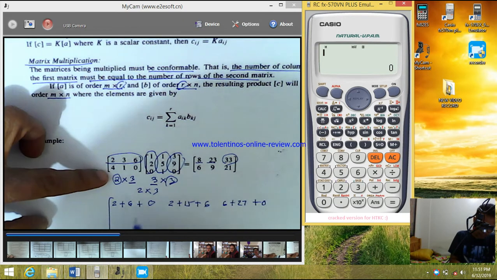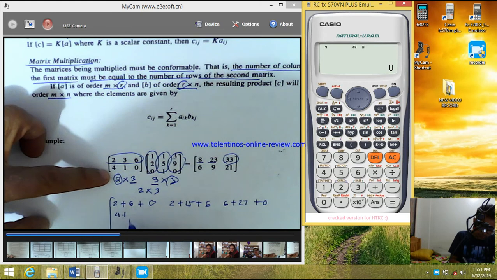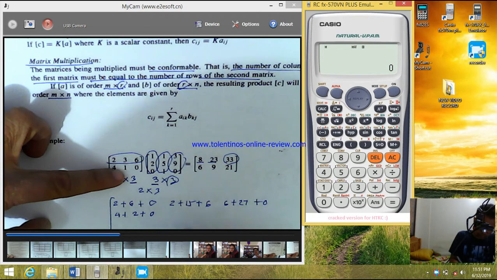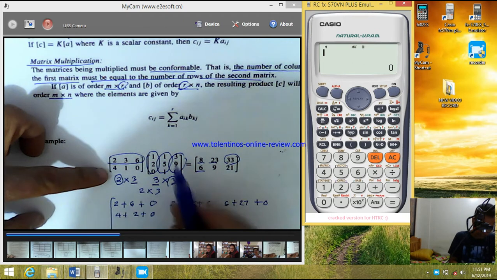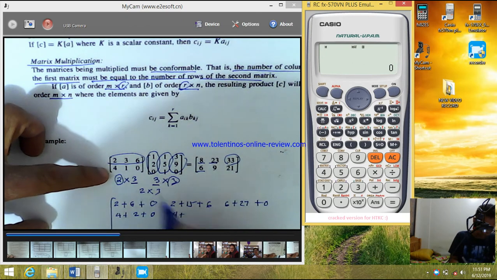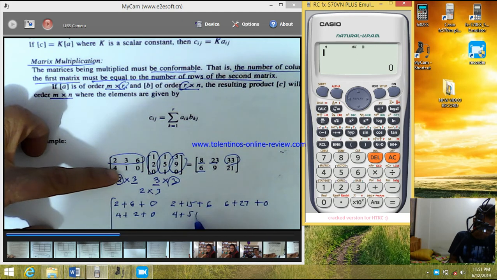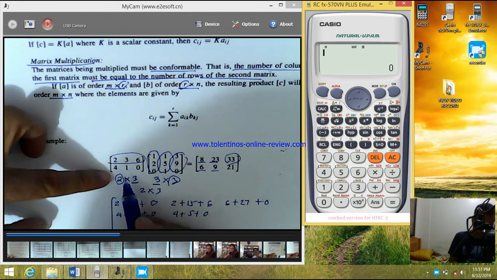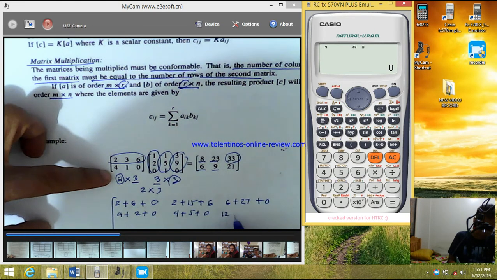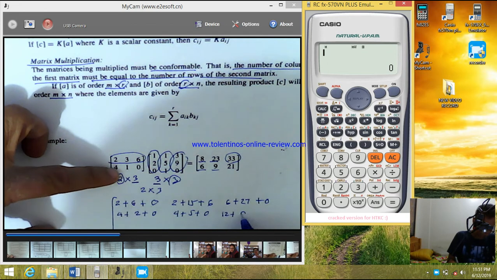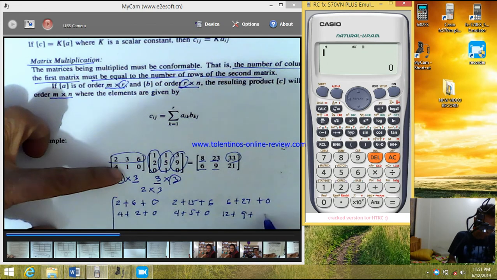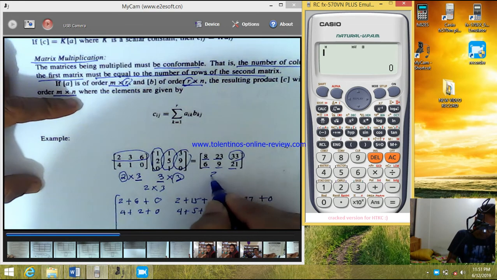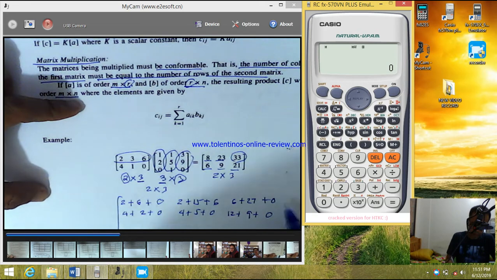Next is 4 times 1 is 4, plus 1 times 2 is 2, plus 0 times 0 is 0, that gives you 6. And then 4 times 1 is 4, plus 1 times 5 is 5, plus 0 times 0 is 0, that gives you 9. And then 4 times 3 is 12, plus 1 times 9 is 9, plus 0 times 0 is 0, that gives you 21. Observe that the result is a 2 by 3 matrix.